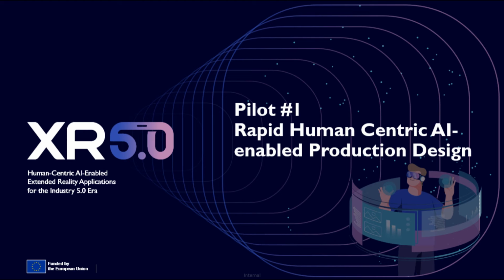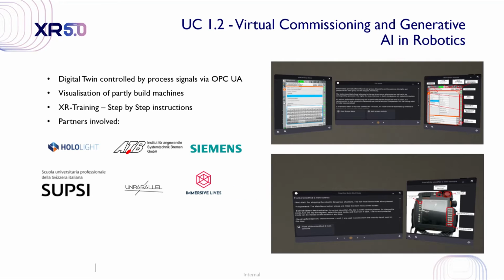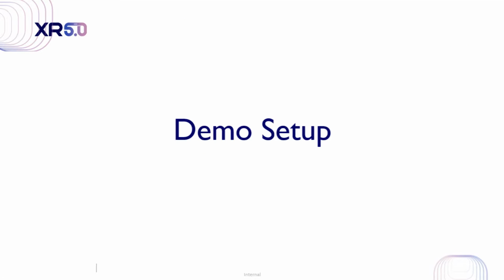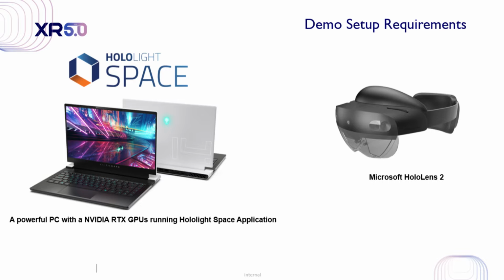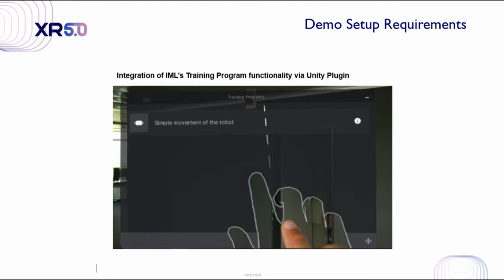This video demonstrates the work done in XR 5.0 Pilot 1. Pilot 1 has two use cases, 1.1 and 1.2, with HoloLight developing the XR app. The demo setup has the following: a PC with NVIDIA GPUs running the HoloLight Space application and a Microsoft HoloLens 2, a connection to KUKA remote service and the integration of Siemens AI services, and IML's Unity plugin integration.